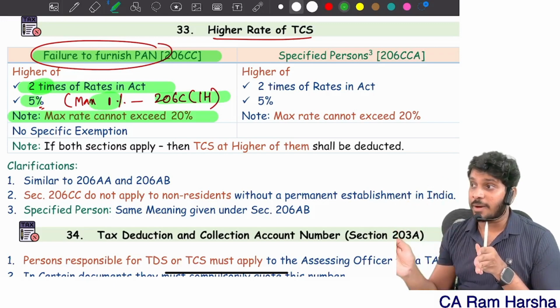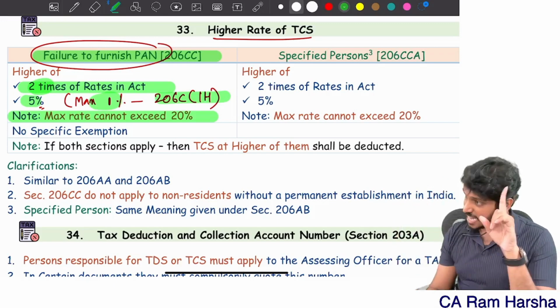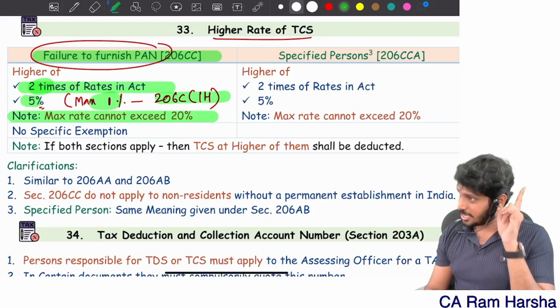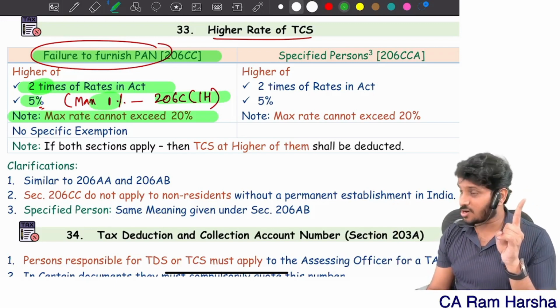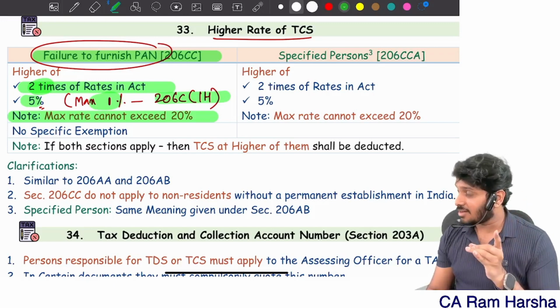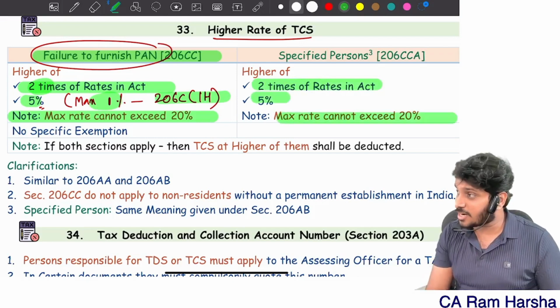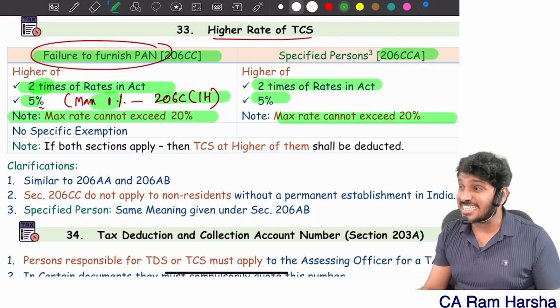Again, a higher rate of TDS, a higher rate of TCS is applicable if at all a non-filer is there. Suppose I am selling goods to a buyer. He did not file his IT return in the last year. And in the last year, he has a TDS amount of more than 50,000 or TCS amount of more than 50,000, or both. Yes or no? Last year, he has a TDS or TCS amount of more than 50,000 and has not filed IT return. Getting it? That time, 2 times the tax rate or 5%. Maximum cannot exceed 20. 206CCA.